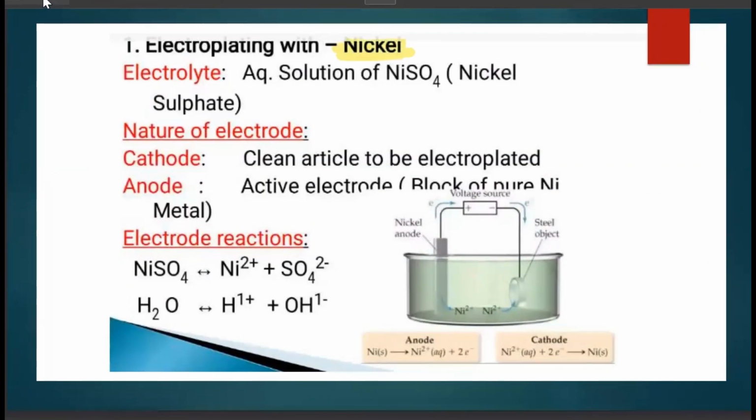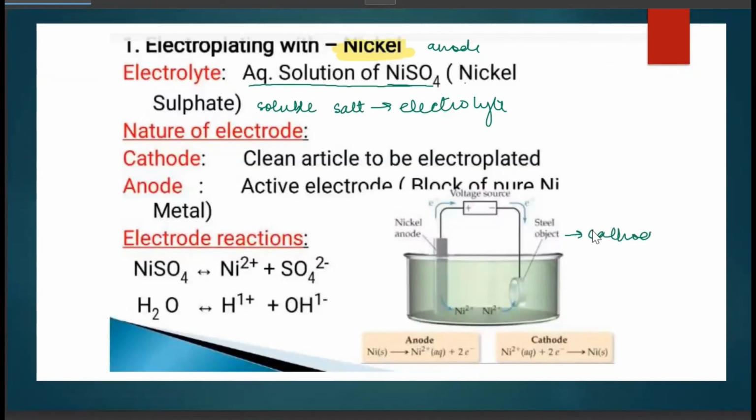So we are going to take the nickel at the anode, and as an electrolyte, we'll take the soluble solution of any nickel salt. So here we have taken nickel sulfate, which is a soluble salt solution, as an electrolyte. And this nickel we are going to take as the electrode. ठीक है, तो और जो ऑब्जेक्ट हमें प्लेट करना है वो ऑब्जेक्ट हम लेंगे एट द कैथोड, right? Nickel is going to be my active anode.